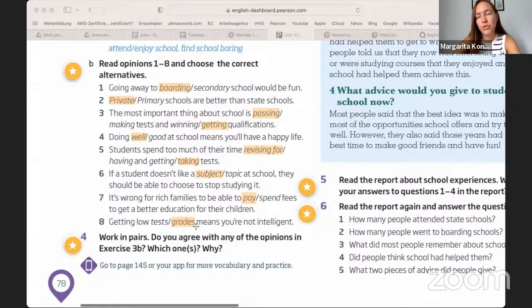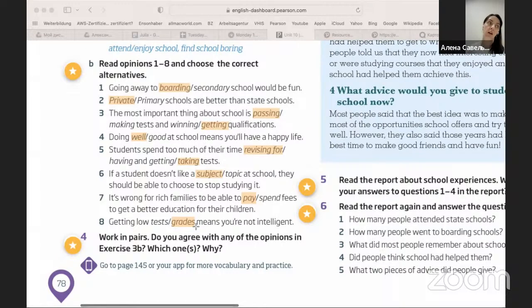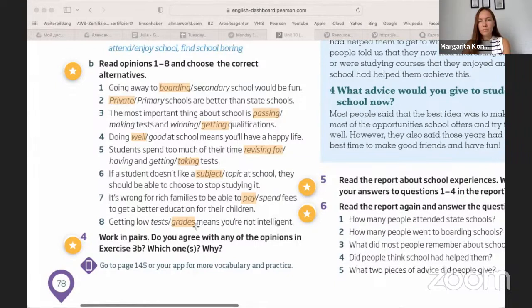What do you think about the next one? Private schools are better than state schools. It's a difficult sentence because if it means education, maybe I agree with this sentence because I think in private school a lot of teachers have a high qualification, maybe, and they spend a lot of time with children. Maybe they have a more difficult task for children.